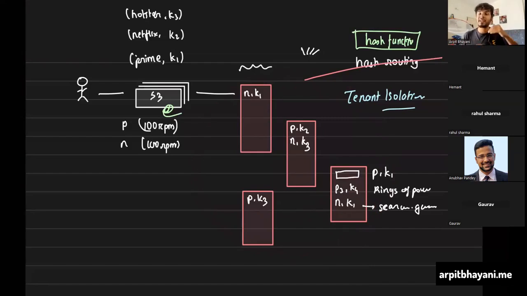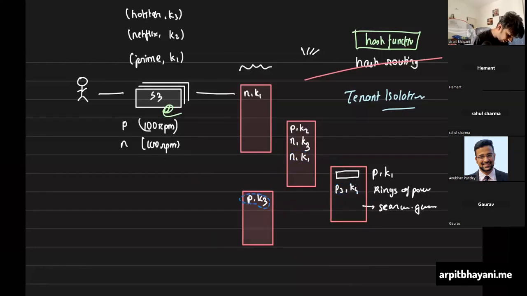So wherever you need tenant isolation, you typically don't see companies going for hash-based routing, partitioning, whatever you want to use, because it's not in your control. Ideally, what should have been there? You know that these two things are famous. So ideally, you should be the one defining that, hey, all the Netflix things, let's keep them in one place.